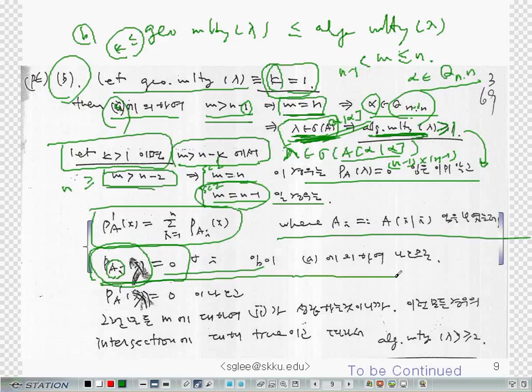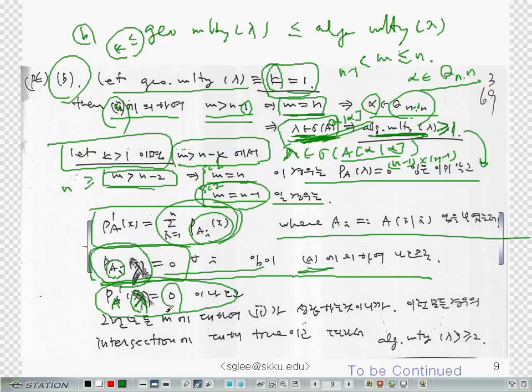So we know this by A. Each of these are zeros for lambda, so the summation has got to be 0. That means the derivative of the characteristic polynomial of A at x equal to lambda is equal to 0. But that means lambda is a root of the first derivative of the characteristic polynomial.